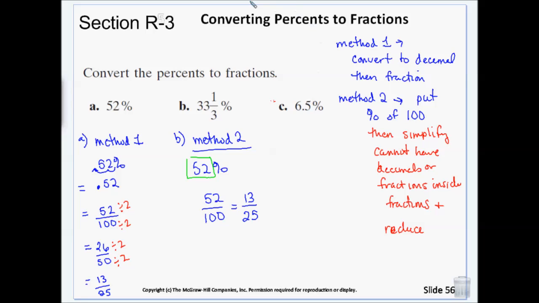Okay, so I'm going to add another page here. And B was 33 1/3%. Can you use the second method for that? The second method first? Sure. I put that over 100. But I am not allowed to have fractions inside my fraction. This right here is illegal, because there's a fraction in a fraction, and we don't do fractions inside of fractions.